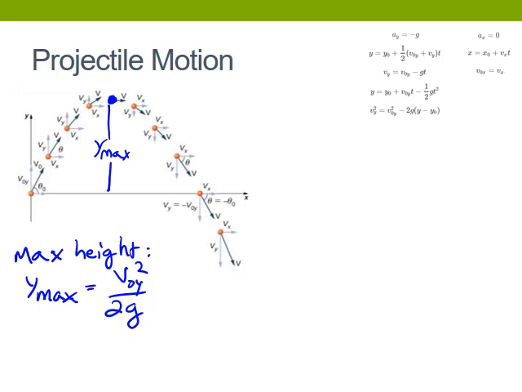All right. The other thing your book defines and gives you a formula for is the trajectory. So this is the path that the ball follows. And it follows a parabolic path.